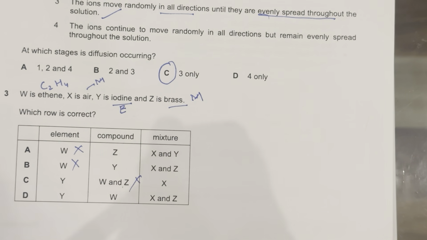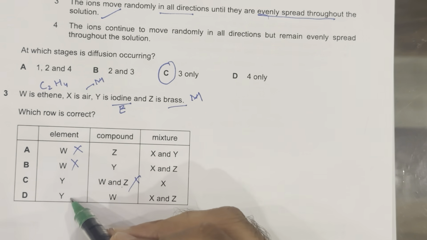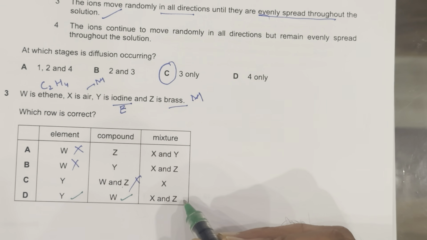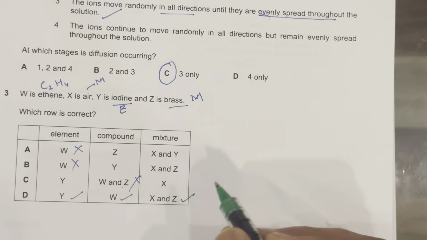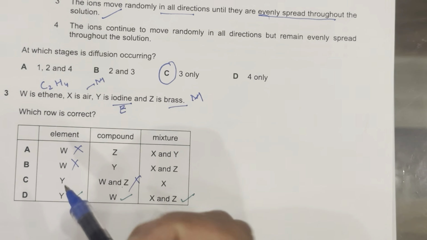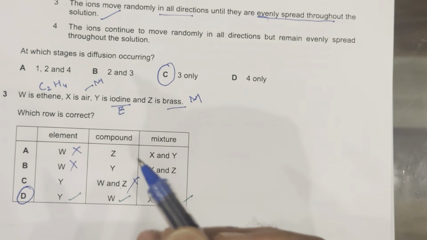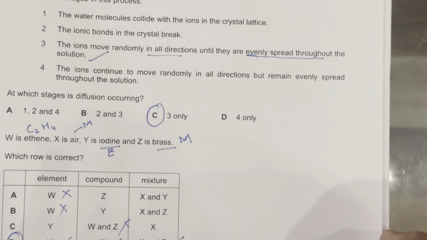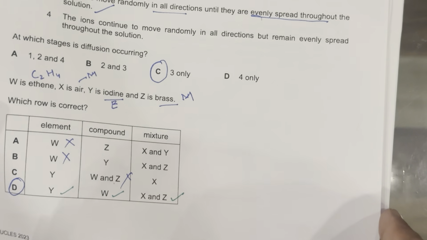Now the only option: W and X and Y is an element, yes, that is correct. W is a compound, that is correct. And X and Z, both air and brass, are mixtures. So the correct option for this would be option number D. So we're gonna circle it, option number D. Okay, now we will move to the next question, question number 4.